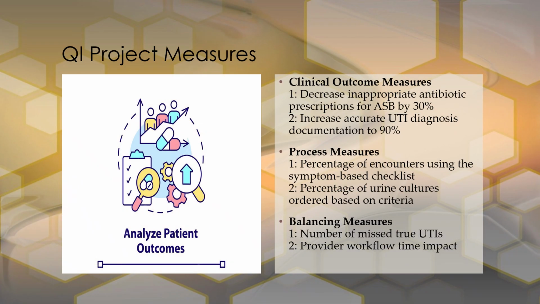And here are some of the project measures. The outcome measures look at reducing unnecessary antibiotics and improving accurate diagnoses. The process measure focuses on how often the checklist is actually used and whether cultures follow the criteria. Balancing measures help make sure we aren't missing true UTIs or slowing down any workflow. And I wanted to make sure this project didn't accidentally create new problems.